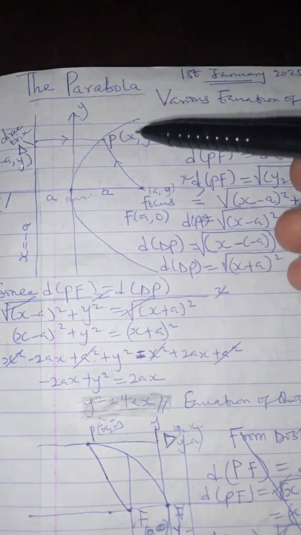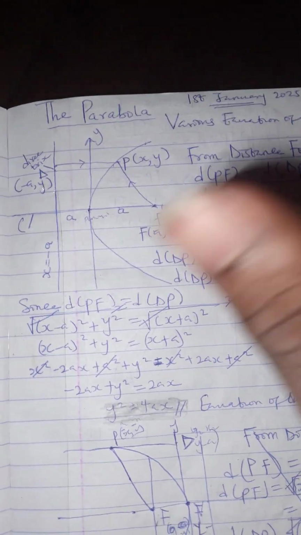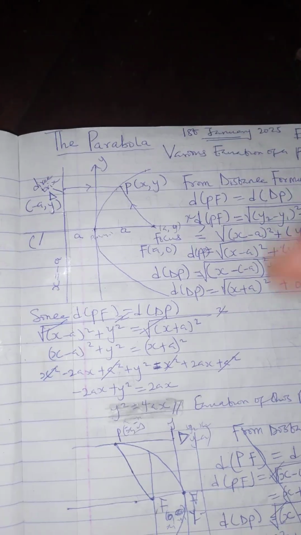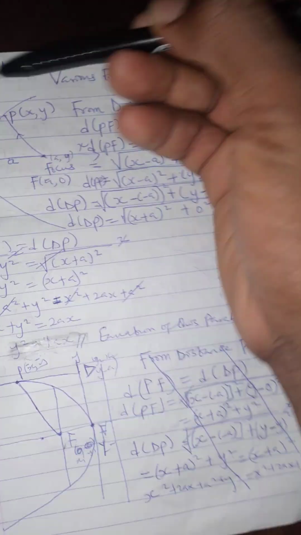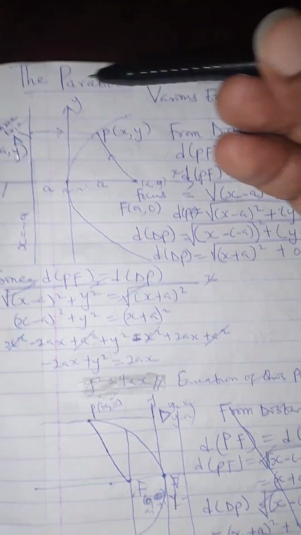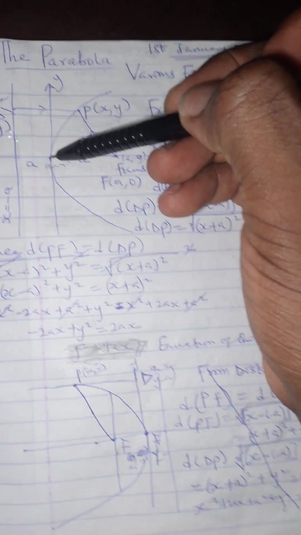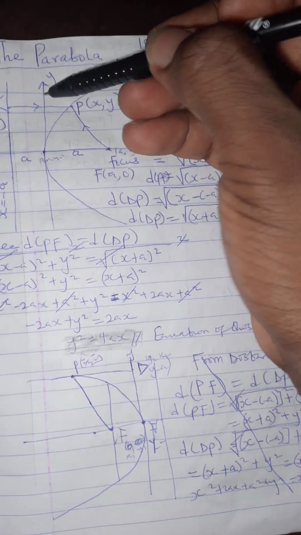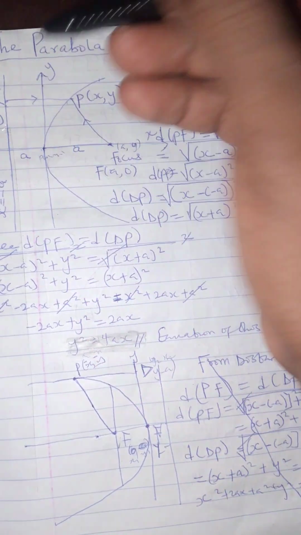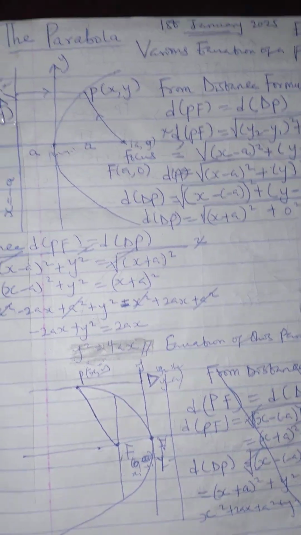So for the next one, this is what I was explaining, and I have modified it. Now this is our y-axis, this is our x-axis, and this is called the vertex. This is the directrix. This is the parallel line, just indicating the y-axis for clarification.